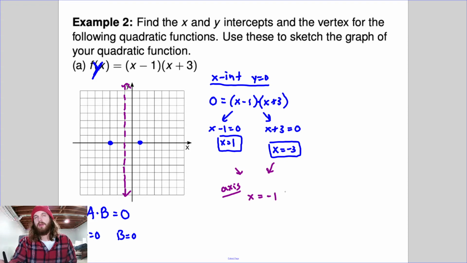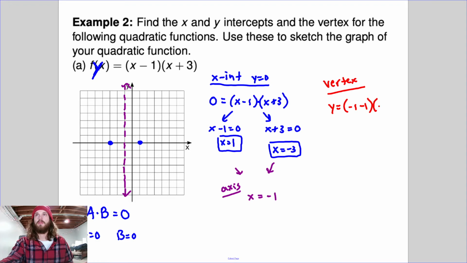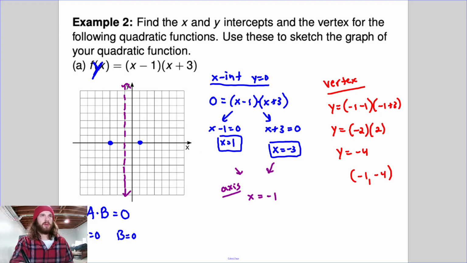So how can I find the y coordinate of the vertex? We can now, in red, let's find the vertex. The next step is to find the vertex, which means I can take my -1 and plug this in. That's going to be y equals -1 minus 1 times -1 plus 3. So here we get -2 times 2, which is y equals -4. Okay, so y equals -4 is the y coordinate of our vertex. It looks like -1, -4. So we're going down like this. Beautiful. Cool. So we found our vertex.